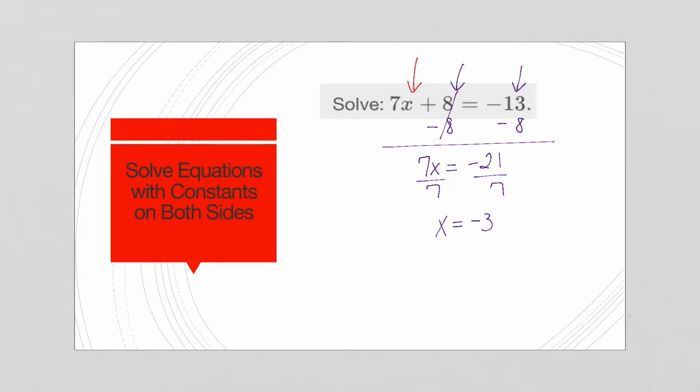And again, if you want to check your work, you're always welcome to check it. 7 times negative 3 plus 8 equals negative 13. So 7 times negative 3 is negative 21. Whenever I add negative 21 and a positive 8, I get negative 13. So it works. This is my answer.